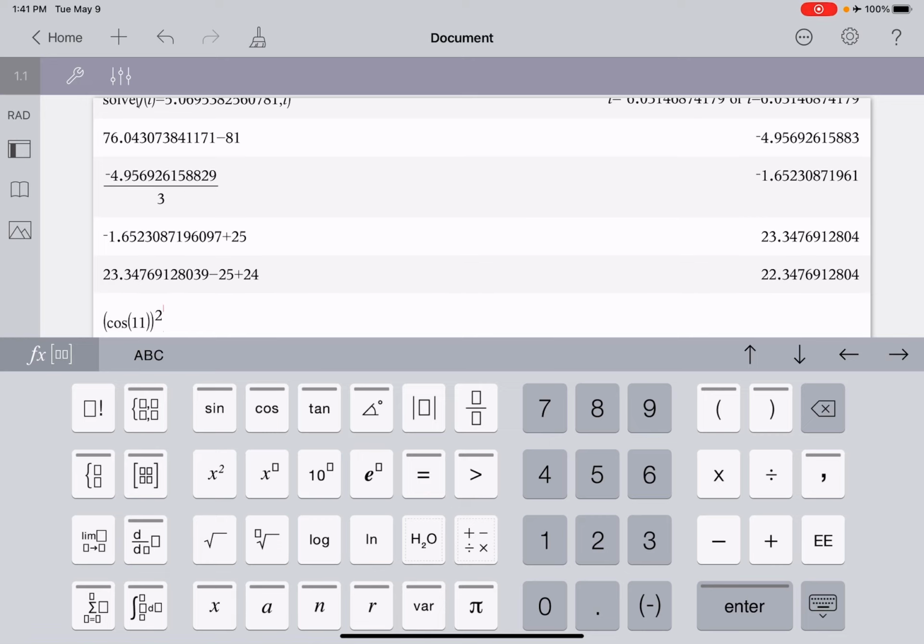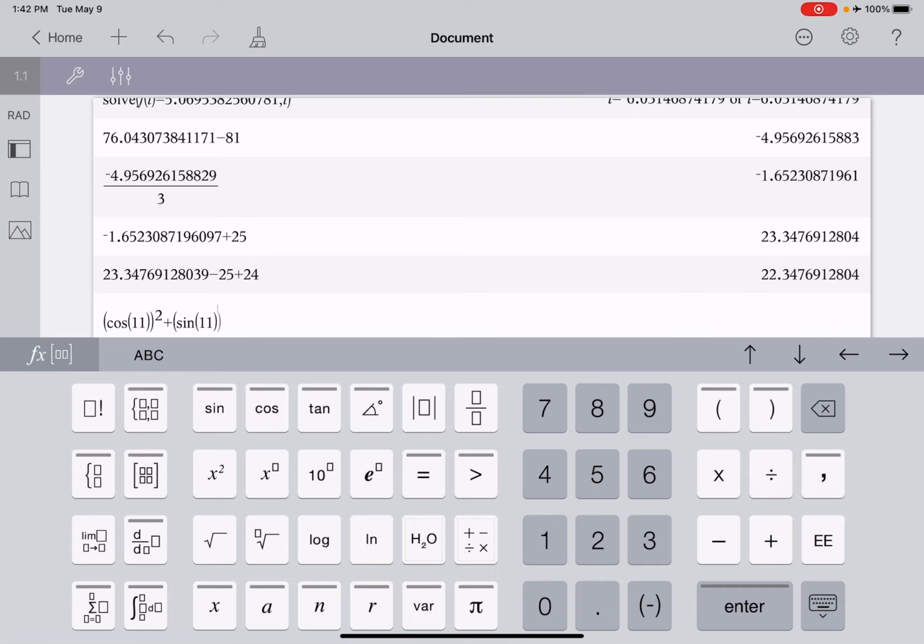So that's cosine squared of 11. For me, it's 11 radians. You might be in degrees, so it's 11 degrees. It doesn't matter. And then plus, parenthesis, now we're going to do a sine, and you have to type in the same angle here that you used just a second ago.